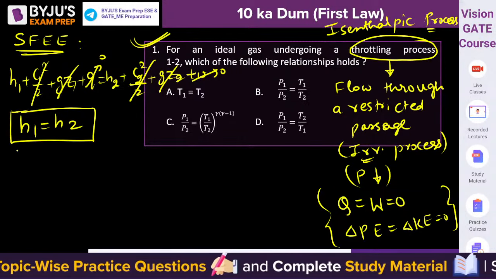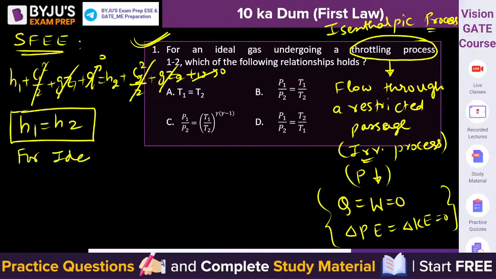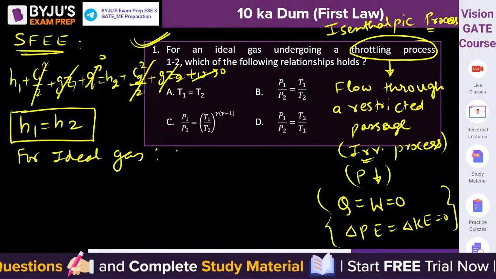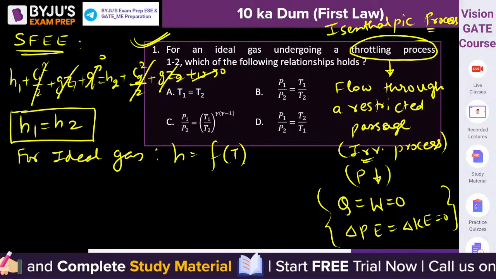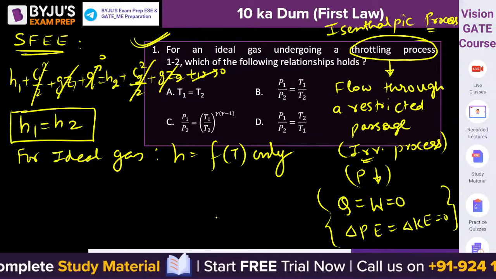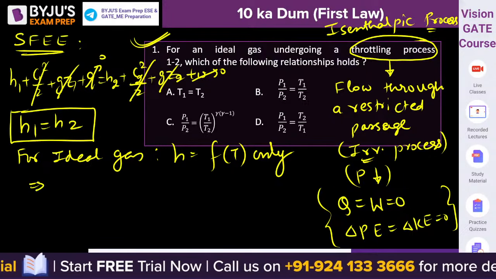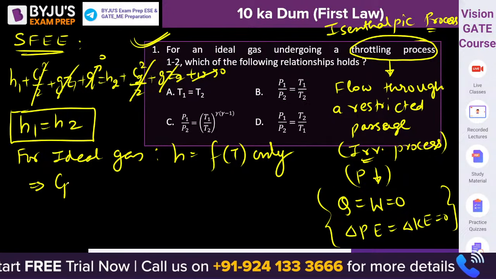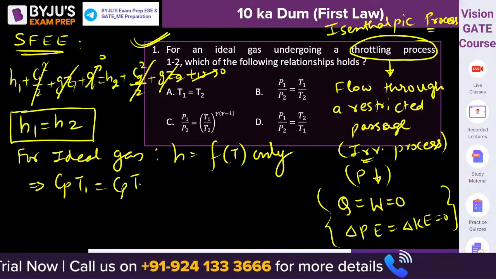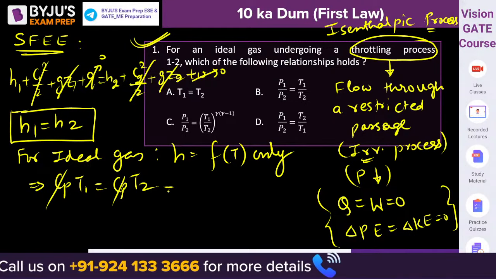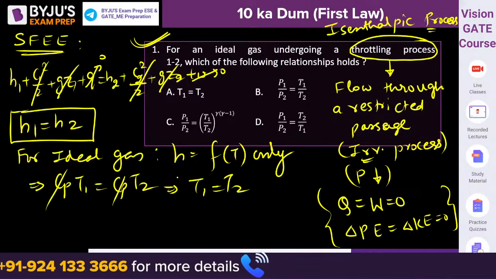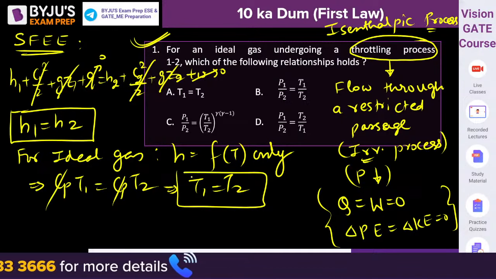So for an ideal gas, H is a function of temperature only. Enthalpy is a function of temperature only, isn't it? So if H1 is equal to H2, Cp T1 is equal to Cp T2. Cp gets cancelled out. So T1 will be equal to T2 if it is an ideal gas.